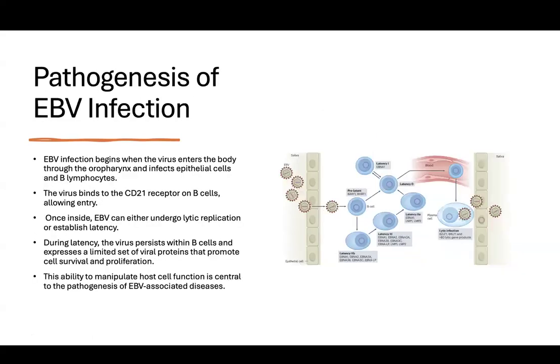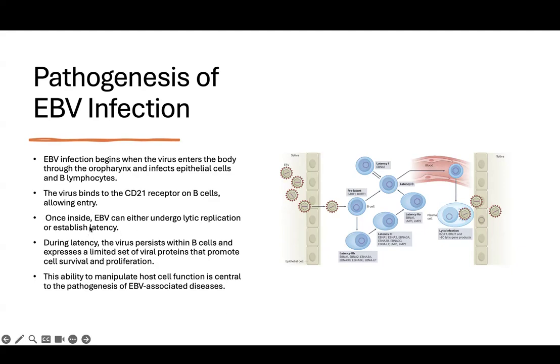So usually EBV, we get it through saliva. So they always go through your oropharynx cavities, so they infect your epithelial cells. They can establish latency there, but they usually love to go into B cells because they love to bind to the receptor CD21, which is found on your B cells. So once inside the B cell, it can go into lytic replication or establish latency.